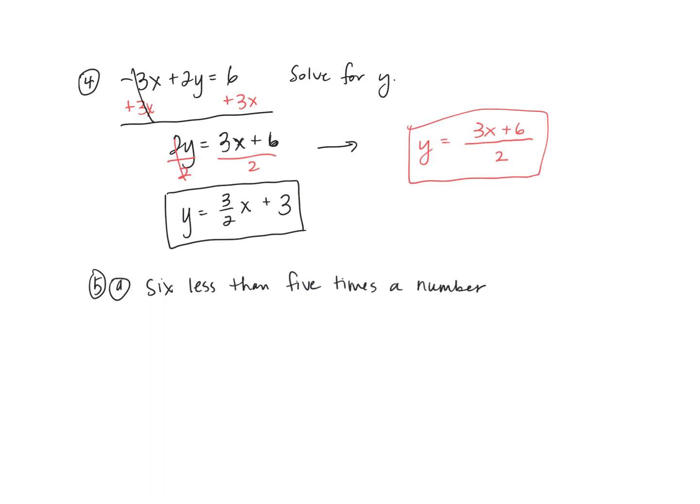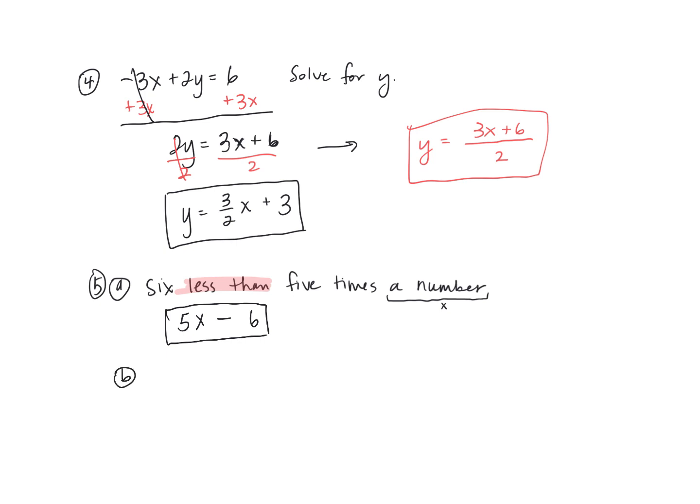So the directions ask us to write the phrase as an algebraic expression. First thing, remember that this phrase, less than, means subtraction, and it flips the order. So 6 that was in front has to go last, and 5 times a number needs to go first. We don't know what a number is, so that's what we're labeling x. So 5 times x. So our algebraic expression is 5x minus 6.